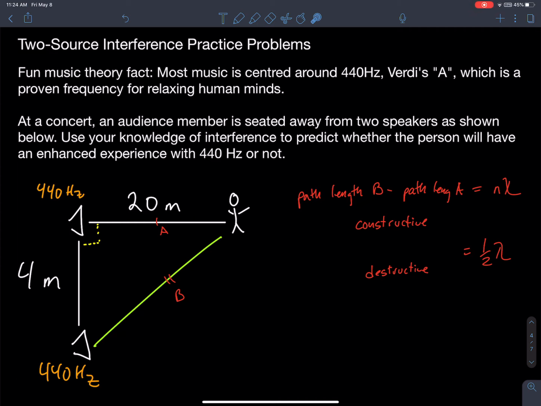So how do we go about solving that? How would you look at this problem before I help you out to try to figure out the path length difference? You have 20 meters being that dimension, 4 meters being that dimension, and you have that being the length between the second speaker and the person sitting there. And the sound being produced by these speakers is 440 hertz. So this is the logic. I need to find my path length difference, and I also need to know my wavelength of that sound. That's frequency, that's not wavelength. So I'll have to play around with that. Okay, so let's get to it.